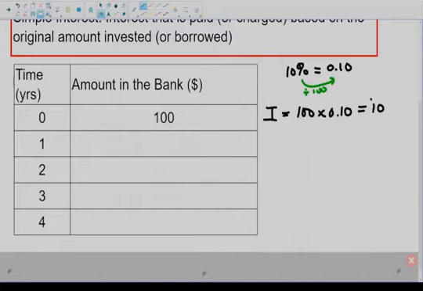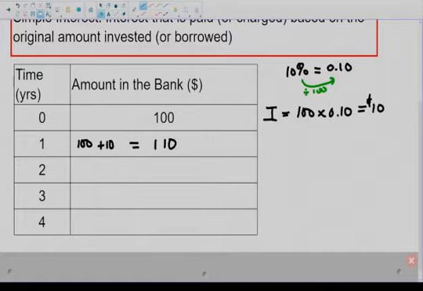All right? So you invested $100 in the bank, and at the end of 1 year, you now have $110 because we have to take our $100 plus the $10 interest that we got and add them together. Okay? So here's where simple interest differs from interest that you're probably used to seeing in the bank.